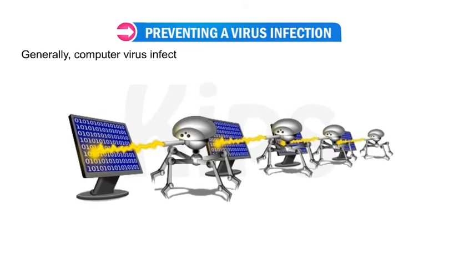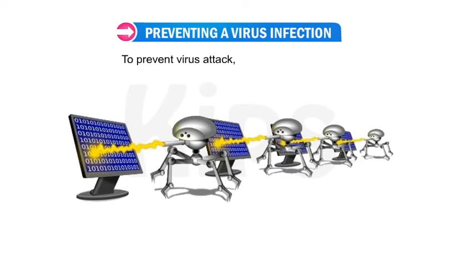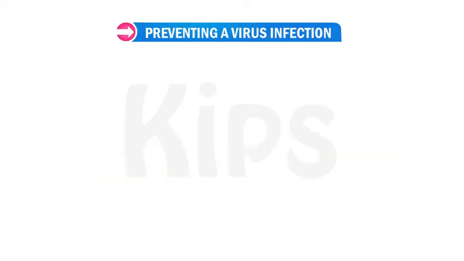Alright, let us now find out how to prevent a virus infection. Generally, a computer virus infects and spreads from one computer to another through transferring infected data using email, flash drives, or other sources. To prevent a virus attack, follow the given tips.